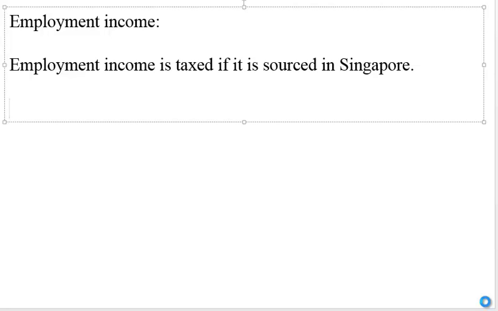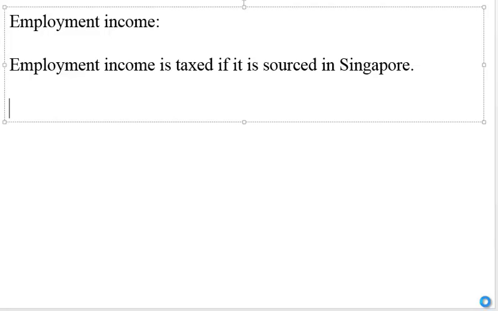But that also applies even if you go outside Singapore. Your Singapore employer sends you for two weeks, maybe for training or a foreign mission. Okay, two weeks. Who is paying you? Your Singapore employer, right? Even if you're outside Singapore. So because the source is in Singapore, it should be taxable, right?